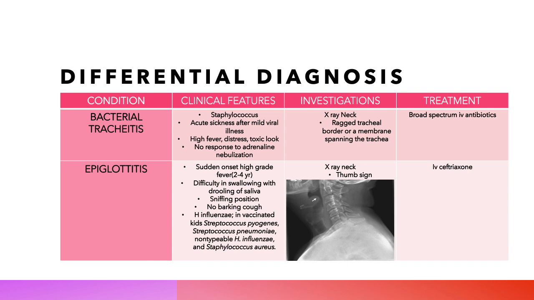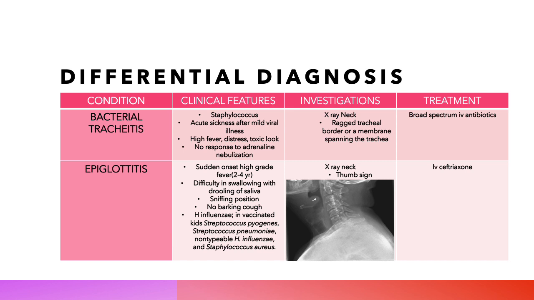Epiglottitis is caused by Haemophilus influenzae. It is the most common cause, but in this era of vaccination, when more and more children are getting vaccinated against Haemophilus influenzae, in vaccinated children, instead of Haemophilus influenzae, we are getting other pathogens as the more common cause of epiglottitis, which are Streptococcus pyogenes, Streptococcus pneumoniae, non-typable Haemophilus influenzae, and Staphylococcus aureus.